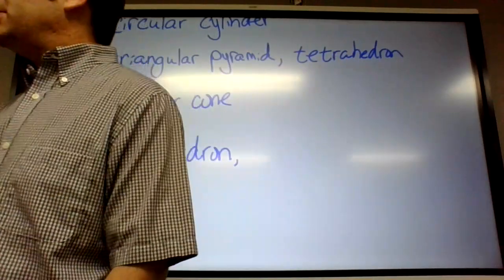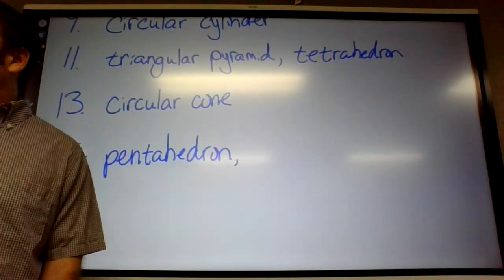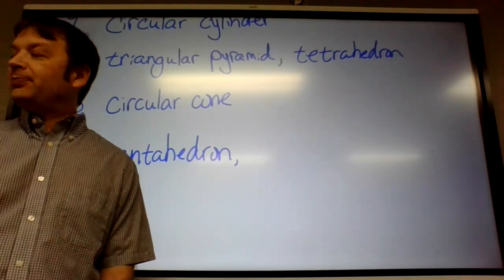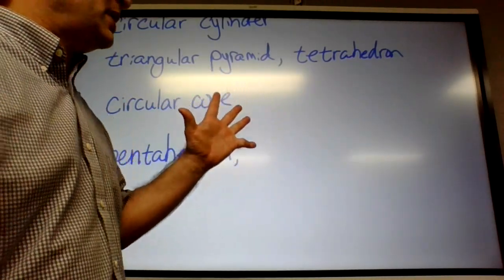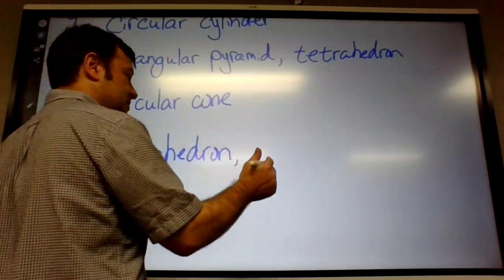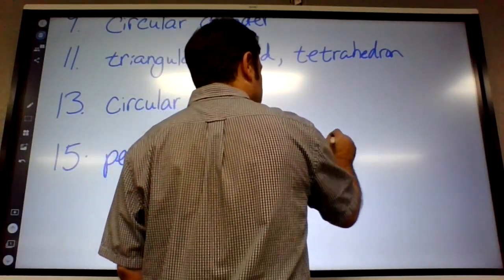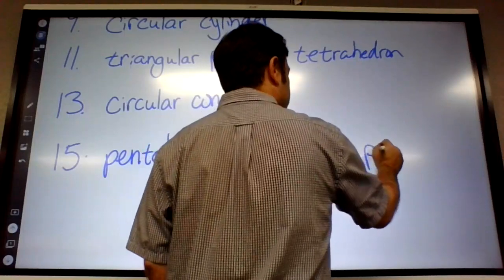Okay, 18 is a pyramid. That's what a pyramid looks like. 15 is a what? Triangular prism. Yes, it's prism. It's got two triangular identical bases. So that makes it a triangular prism.